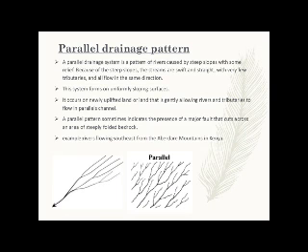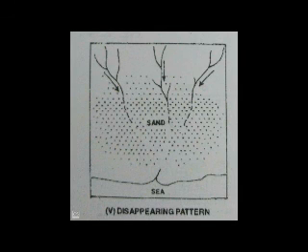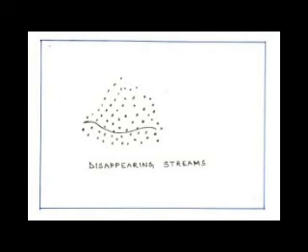The fourth pattern is the parallel pattern. In this method, rivers or streams run parallel to each other in a parallel hard rock bed area. Next we come to the fifth pattern, that is the disappearing pattern. The streams and tributaries before reaching the main river disappear in the soil due to a porous layer.